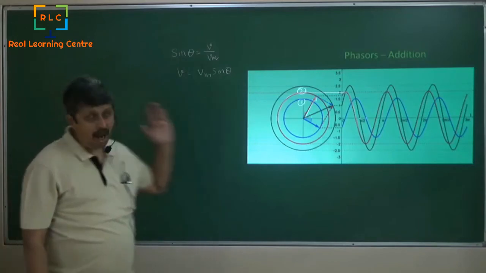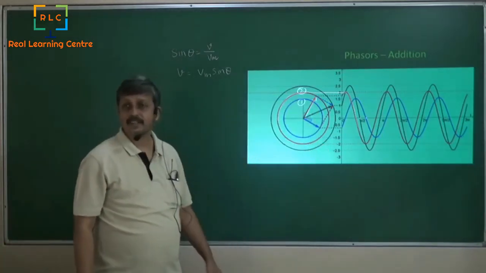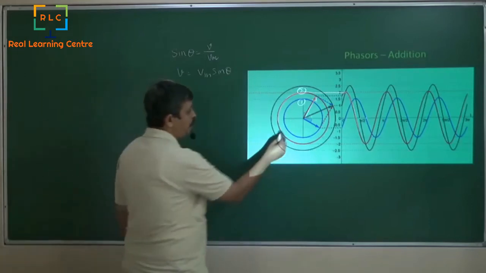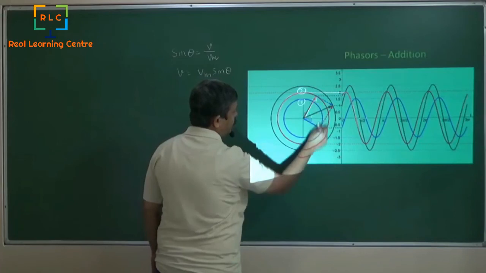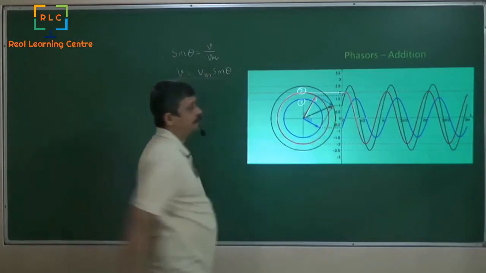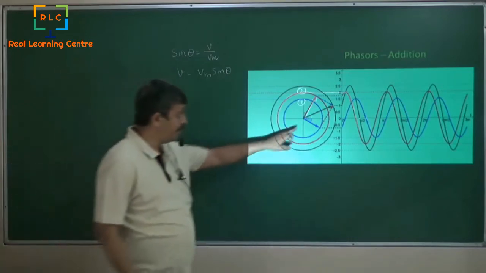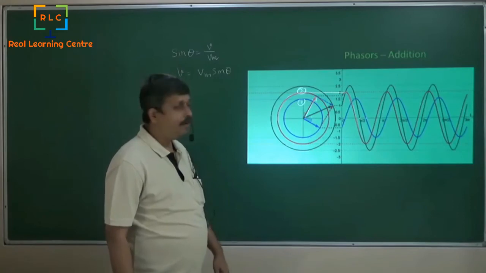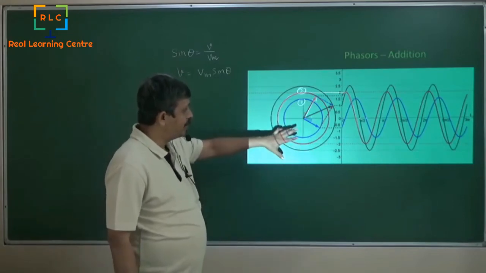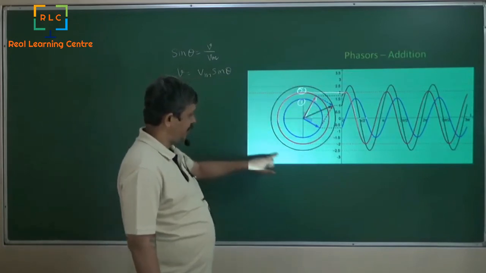So instead of doing all that, you can actually add it straightforward here. How? I'm going to take this as one vector, take this as another vector, and do a vector addition. You can see that there is a phase angle for that vector addition also. That's an angle.